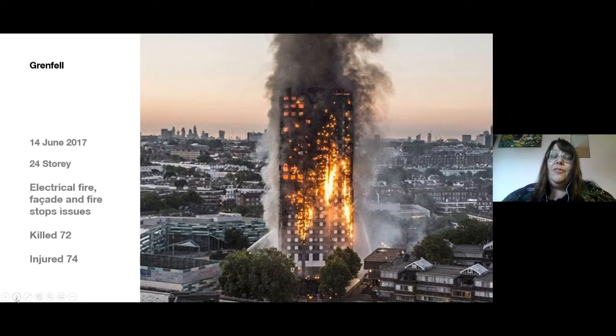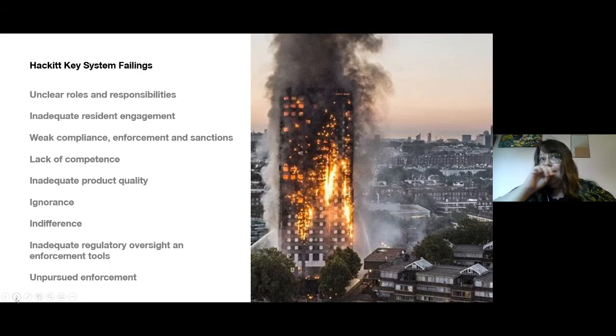So if we flick onto the next slide, the key system failings that the Hackitt report brought about have some pretty horrendous words related to them in the construction industry. We've got unclear roles and responsibilities, and inadequate resident engagement, so there was no way for residents to escalate their concerns, and quite often these were ignored when they did. There was weak compliance, enforcement and sanctions. The current system for assessing buildings and ensuring that they meet the standards was seen as being totally inadequate. And then there were weak sanctions, which means there was no real drive for people to comply.